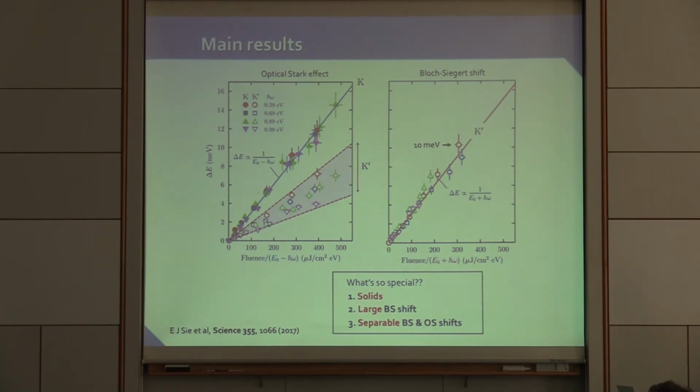Now, what is so special again? First, we see this in solids, second, we see a large Bloch-Siegert shift, and third, it can be made separable. Now, how do we understand this separability? We might think, okay, solids, it should work in any system. Large, you can just crank up the intensity. But why is it separable?